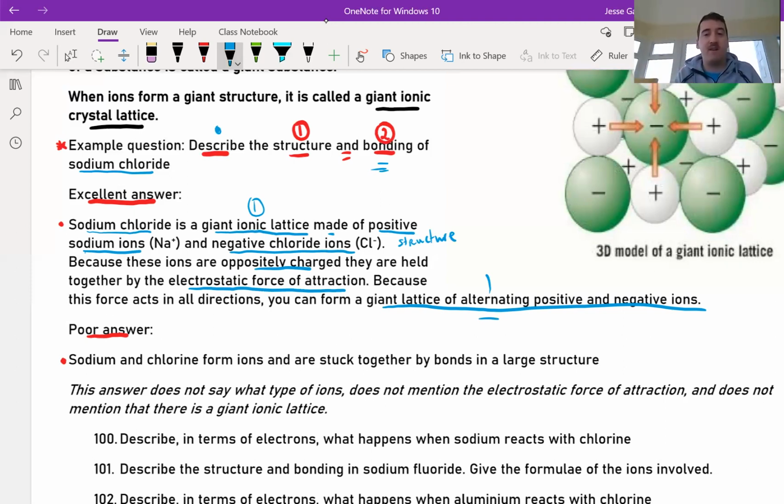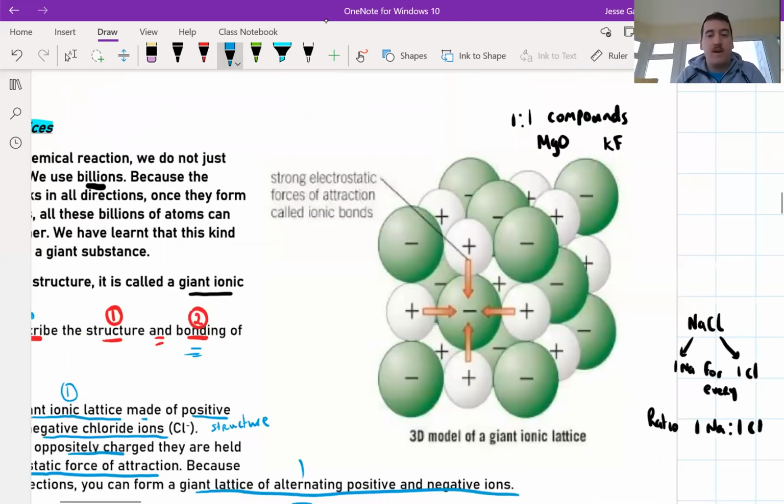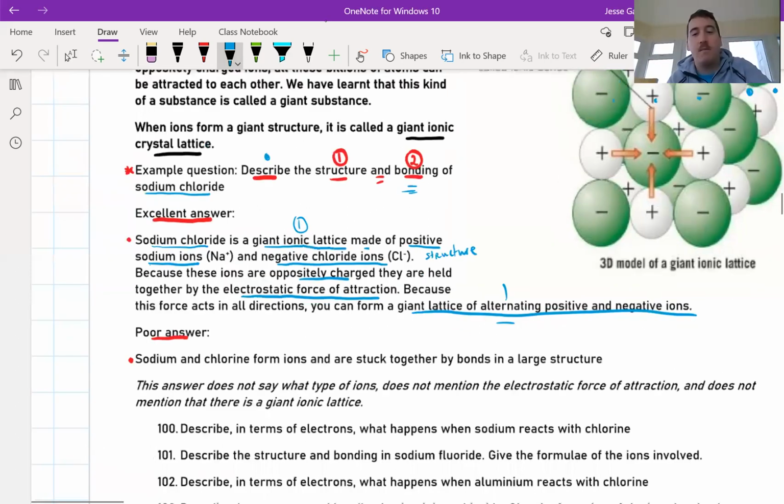Positive, negative, positive, negative, positive, negative. And if you look at the pattern here, that's what you have. Negative, positive, negative. And the next one here, if there was another one, would be positive, negative, and so on. So it's like an alternating pattern.